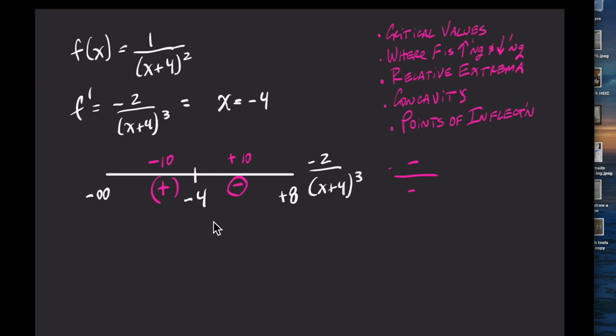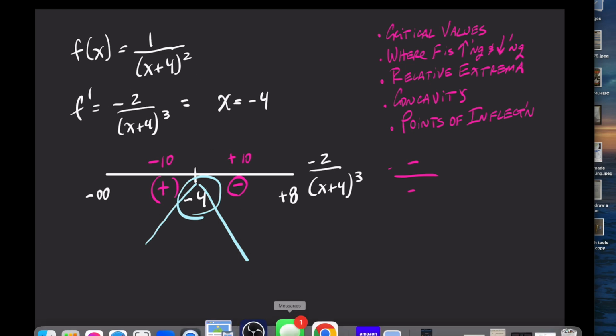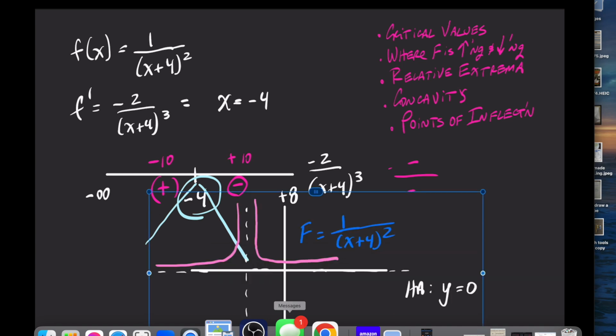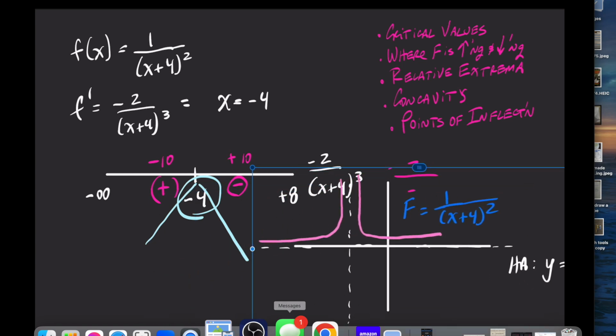But when we talk about local minimum or maximum, look at this. If this is increasing and that's decreasing, we'd be tempted to call that a local extrema. We'd be tempted to call that a local maximum. But folks, look, -4 does not exist in the original function. So it cannot be a relative or a local minimum or maximum.